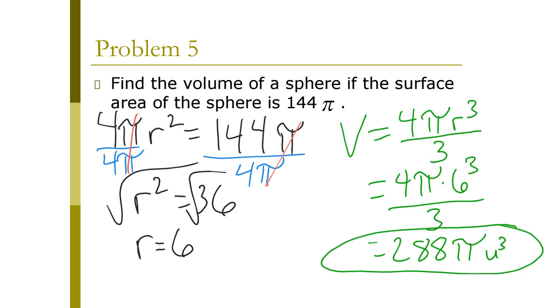All right. When you're plugging these things in your calculator, if you want the exact, just leave the pi out of it, remember. So 4 times 6 cubed over 3 would give you 288. And then you pop the pi in at the end. You want to get your decimal equivalent, plug it in using the pi button.